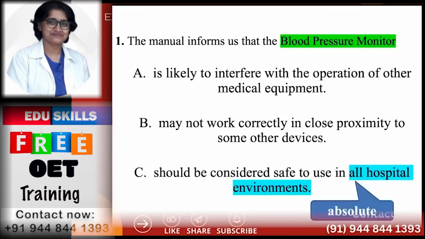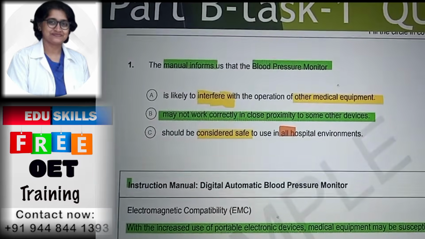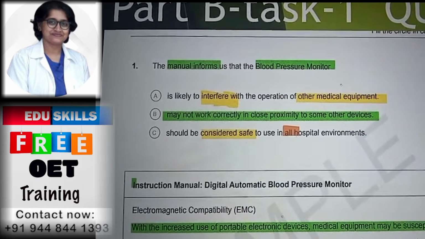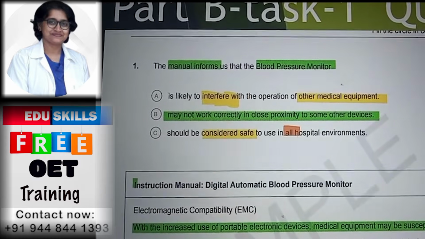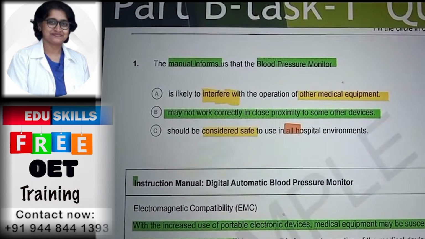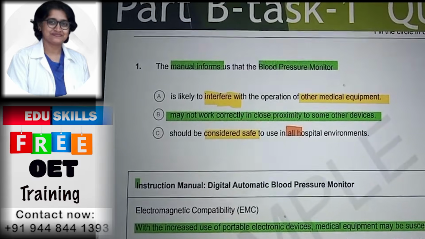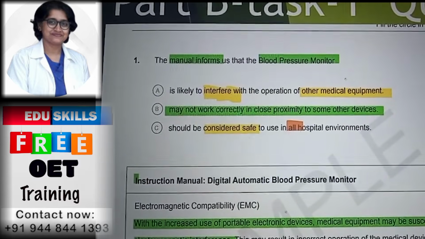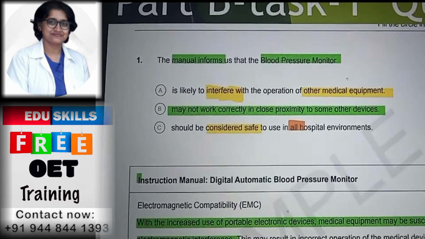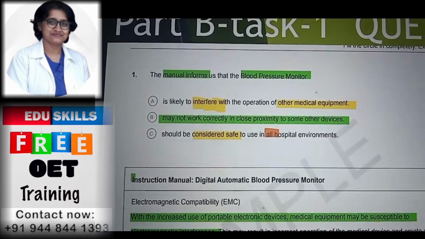So we have finished question. We found the hedging word as manual and blood pressure monitor, and the keywords in the answer options. So there are three answer options. The first one, interfere and other medical equipment. The second option, not work correctly and some other devices. And in the third option, considered safe and in all hospital environment.